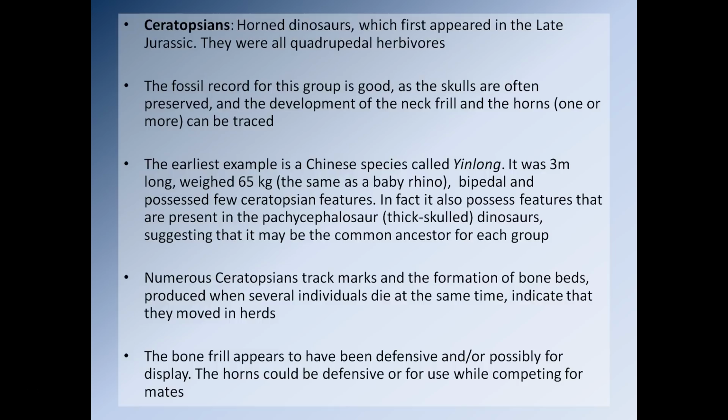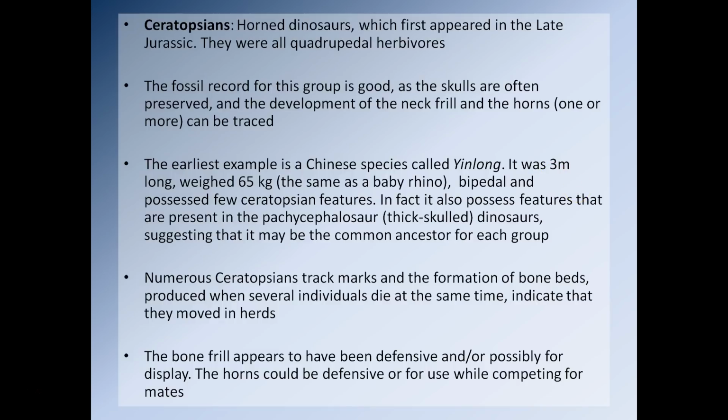Now, they make their first appearance in the late Jurassic. They were all quadrupeds and they were all herbivores. So the fossil record for this group is very, very good. The reason for that is because the skulls are very big, very chunky, and so they preserve very well. The bodies of these animals were also very big and chunky. That means big, solid bones, which are going to fossilize more readily than thin, more fragile bones. So we have good fossils for the Ceratopsian group.